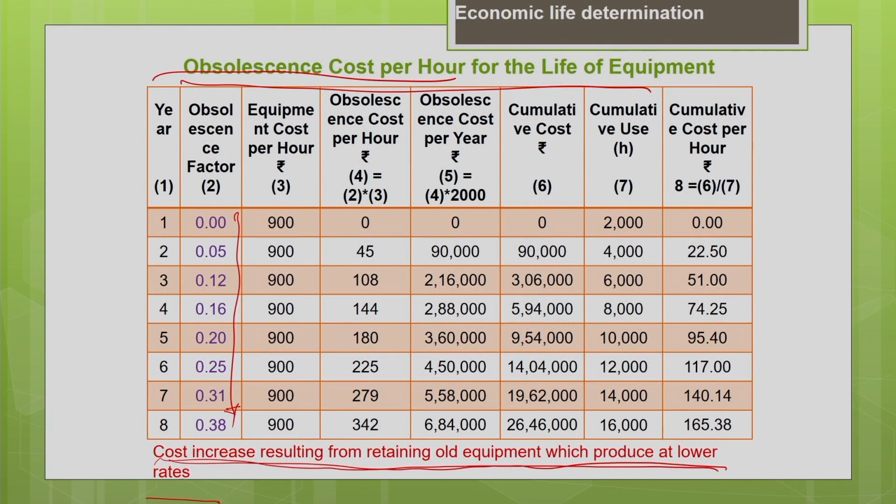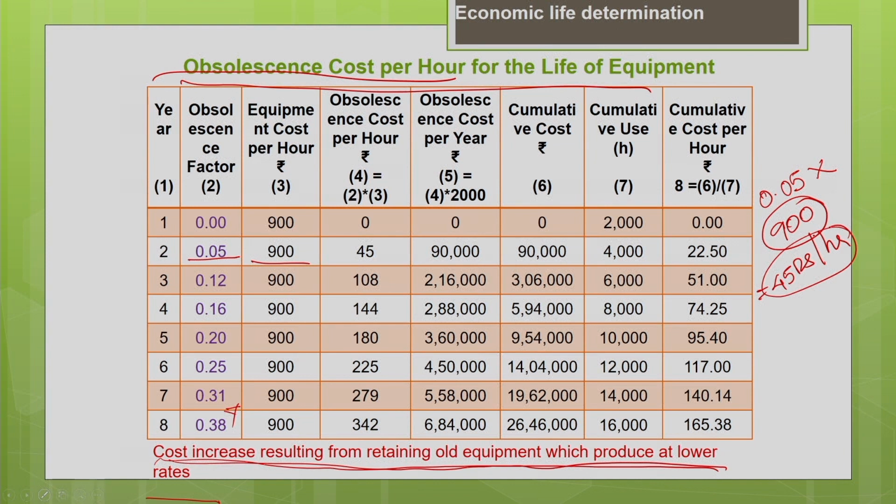This obsolescence factor is calculated as a percentage of the equipment cost. Equipment cost, approximately 900 rupees per hour, we are going to use that value here. Calculate the obsolescence cost for every year. First year obsolescence is 0. Let us calculate it for the second year. The obsolescence factor is 0.05 multiplied by the equipment cost of 900. So, 0.05 multiplied by 900 gives you the obsolescence cost of 45 rupees per hour. Your equipment cost is 900 rupees per hour, your obsolescence cost is 45 rupees per hour.